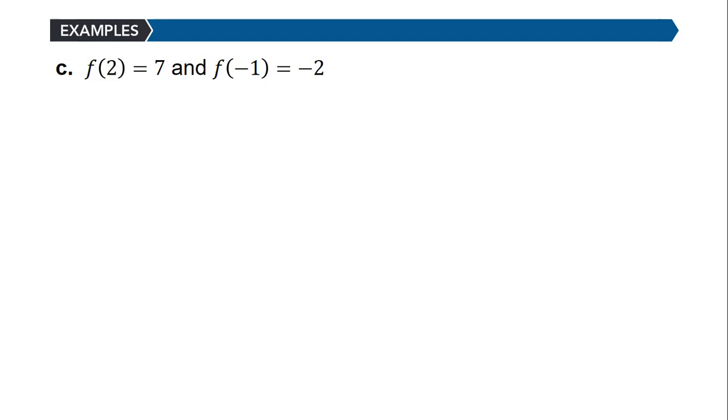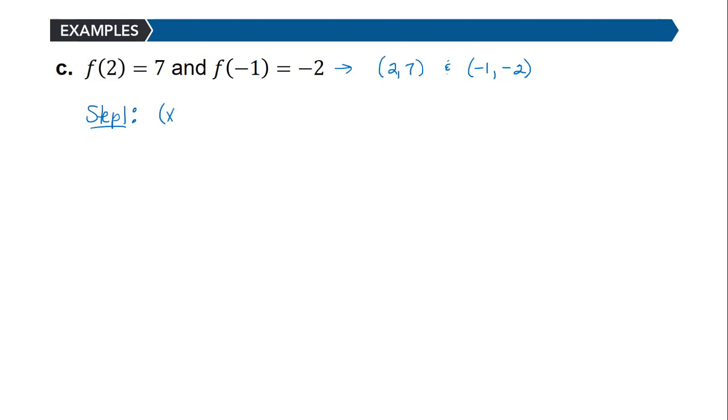Part C is given to us in function notation. We're told that f of 2 is equal to 7 and f of negative 1 is equal to negative 2. Remember that this really represents ordered pairs. Our ordered pairs are (2, 7) and (-1, -2). So here again we have a case where we do not know the slope of the line, but we know 2 points on the line, which enables us to find the slope.